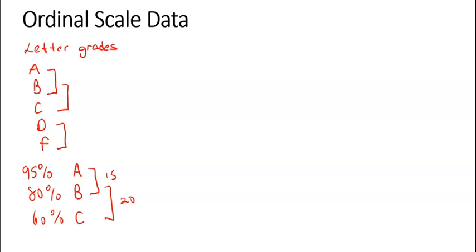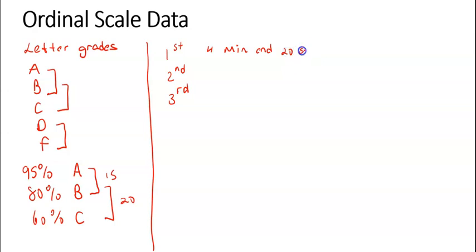So let's give another example to make it clearer. Imagine there is a running race, and there is a first place, second place, and third place. In that race, let's assume the first place runner finished the race in 4 minutes and 20 seconds, the second one finished in 4 minutes and 25 seconds, and the third one finished in 5 minutes and 30 seconds.